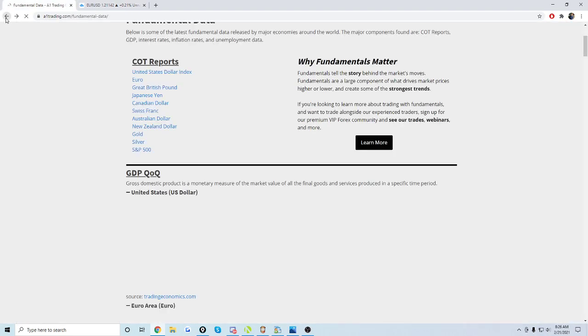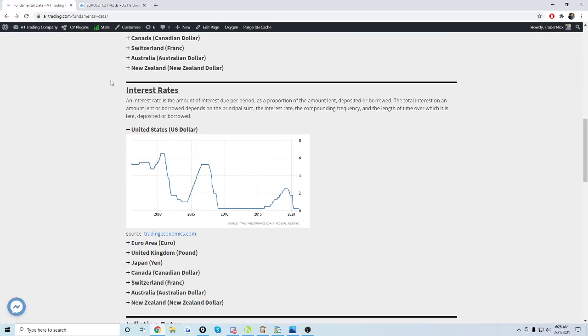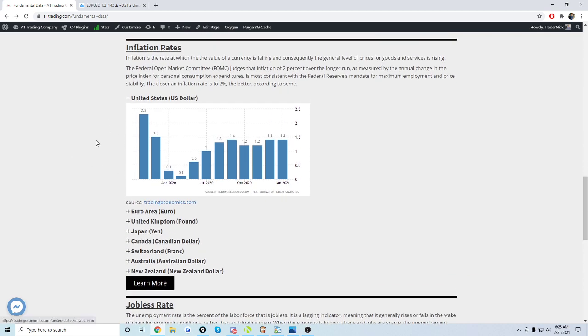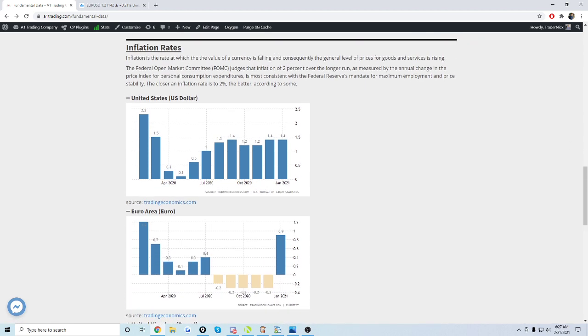One more example of how we can use this is, check this out. If we go down to inflation, right? I'm not going to go super in depth with this, but hopefully you guys, if you know anything about inflation, you understand that more inflation for a currency causes it to go down, right? A weaker currency. When we're looking at the euro, check this out. We can look at the US dollar.